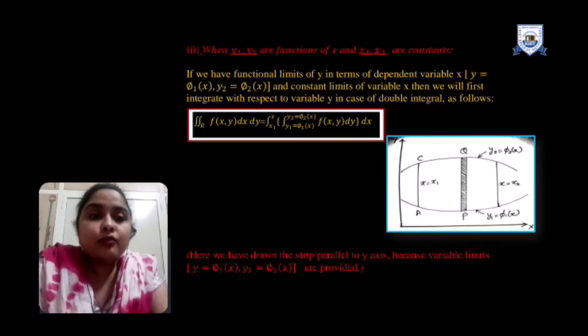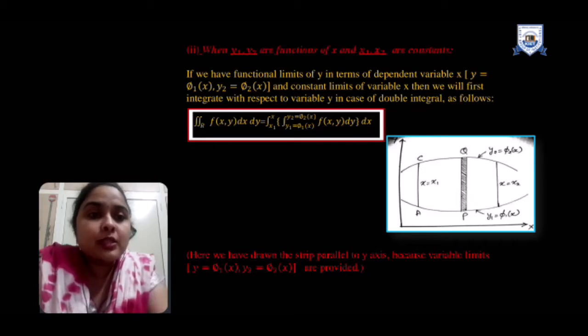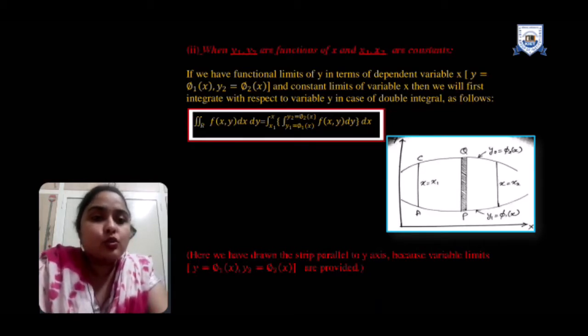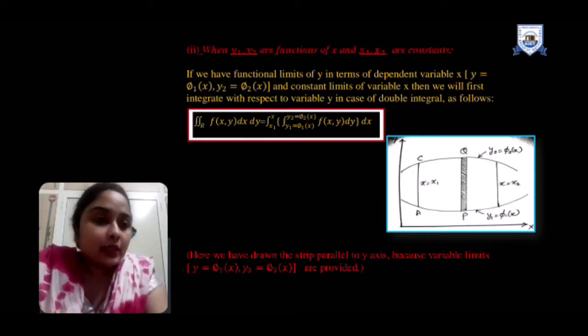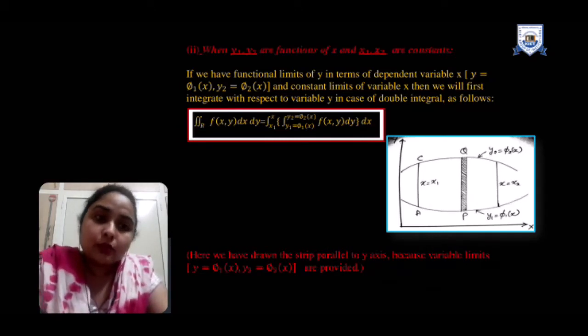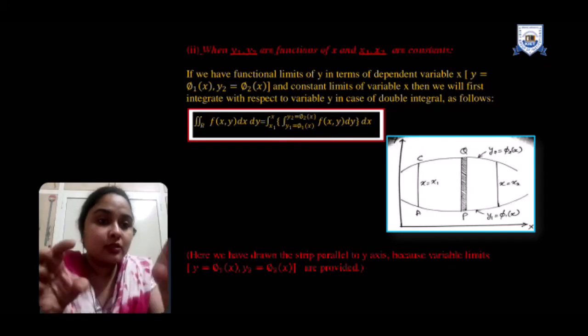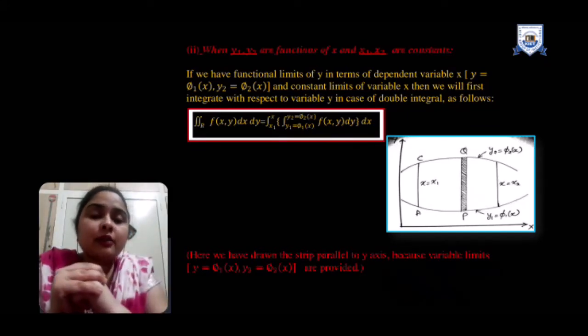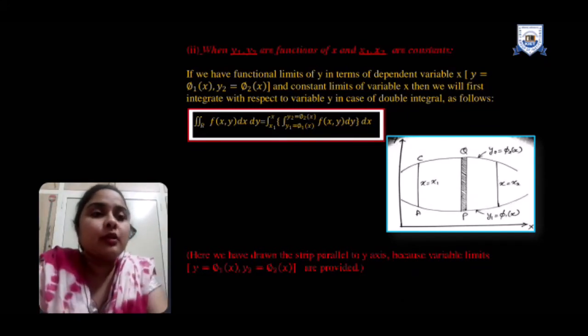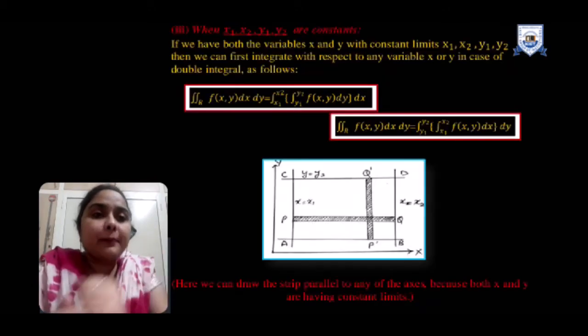that we will have to first integrate with respect to y over the limits φ1 to φ2, and then with respect to the variable x over the limits x1 to x2. And here again the strip is playing the same role. This is varying from x1 to x2, sandwiched between the curves φ1 and φ2, covering the whole area bounded by the region capital R.